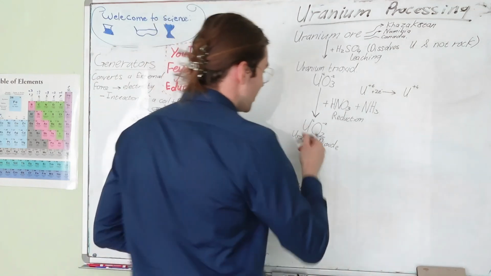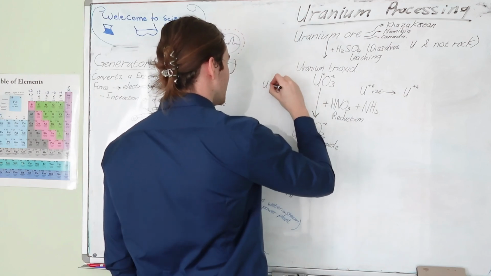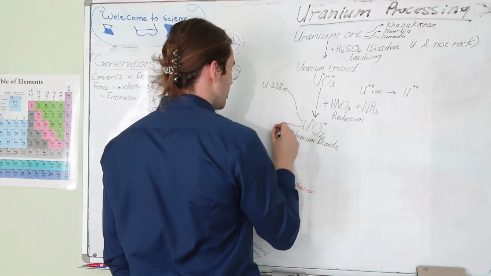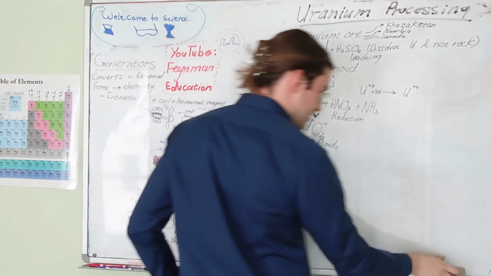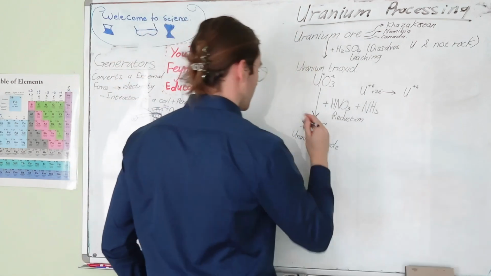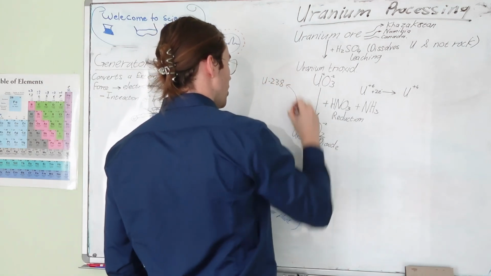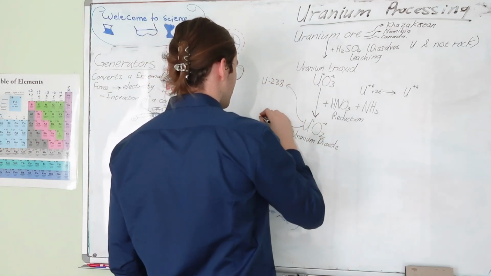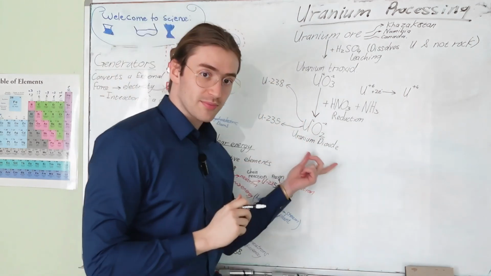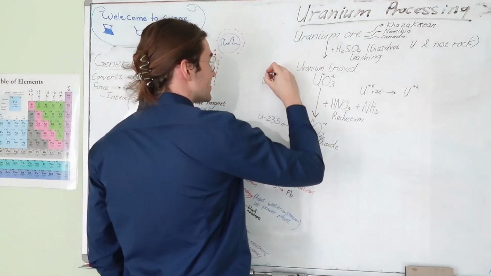Okay, so this uranium now can either be uranium-238 or it can be uranium-235. So in this uranium dioxide, it can be one of these two isotopes. There's more isotopes, but uranium-238 is our most common isotope.